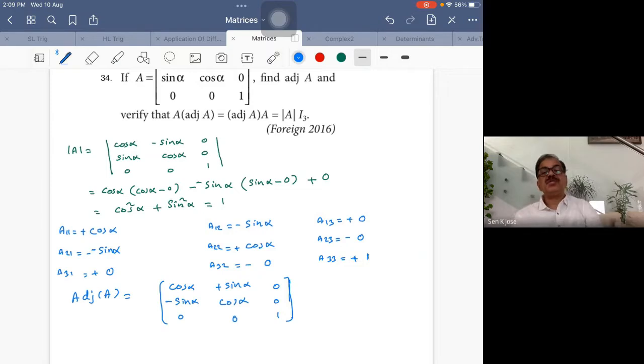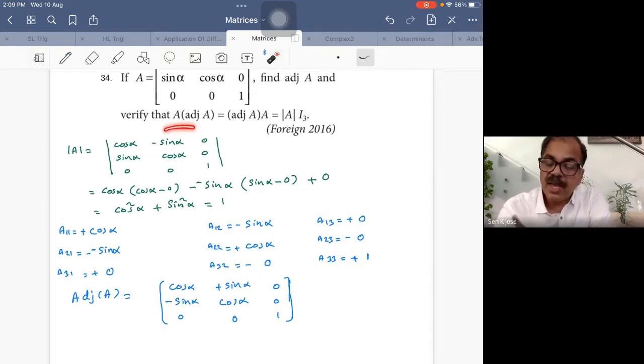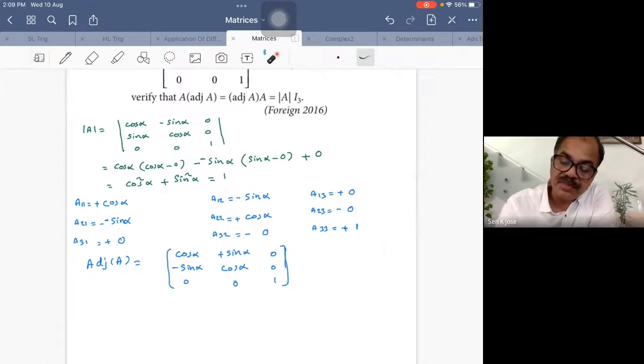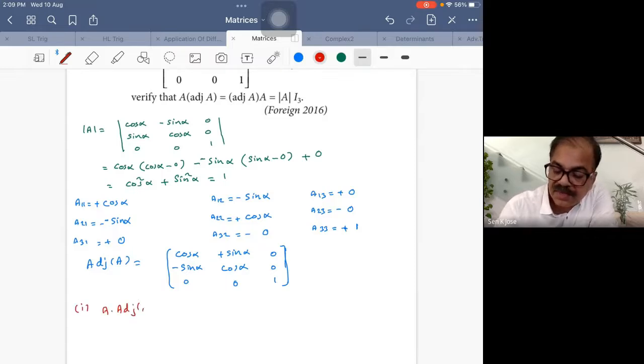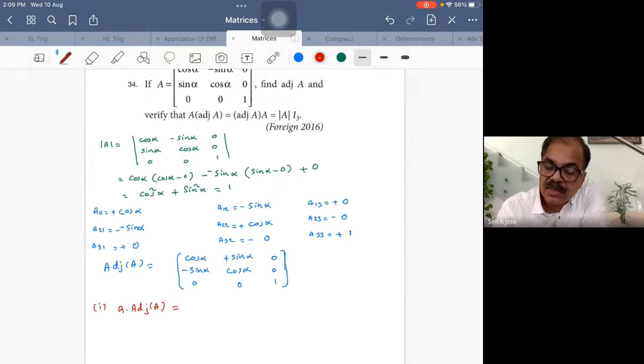It's a verification question, so there are 3 parts. I need to do A into adjoint of A, then I need to do adjoint of A into A, then I should do determinant A into I3 and show that all of them give me the same answer. Let me do A into adjoint of A. So the first one is A times adjoint of A. It's a verification question. Do all 3 separately and show that they are all the same.